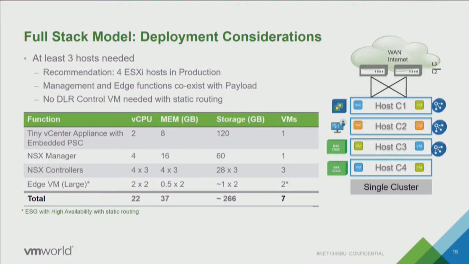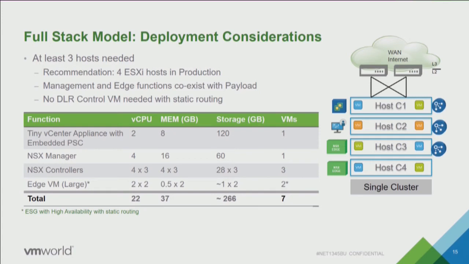Okay, so this is what we recommend for the deployment of this deployment model. You need at least 3 ESXi hosts for this deployment model. Why? You look at the NSX controllers. We have to have 3 NSX controllers in a cluster. And we recommend you put these controller VMs on separate ESXi hosts. So that's what you see here, right? 3 different controllers on the ESXi hosts.